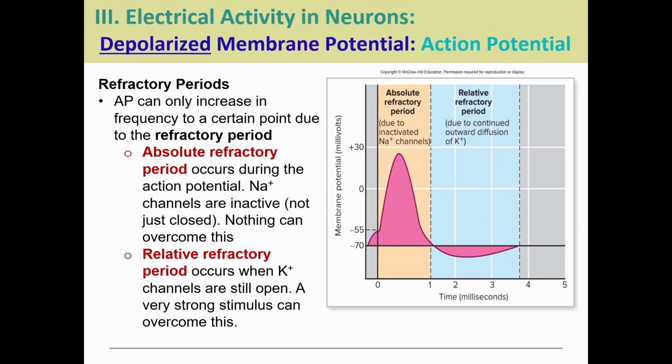So we can only increase in frequency to a certain point, because of the refractory period. Again, this is when the sodium channels are inactive. There's nothing we can do to overcome this with an absolute refractory period. With relative refractory periods, the potassium channels are still open, so you can overcome this, but only if you have something really strong. But generally speaking, with refractory periods, we have to reset ourselves so that we can fire again.